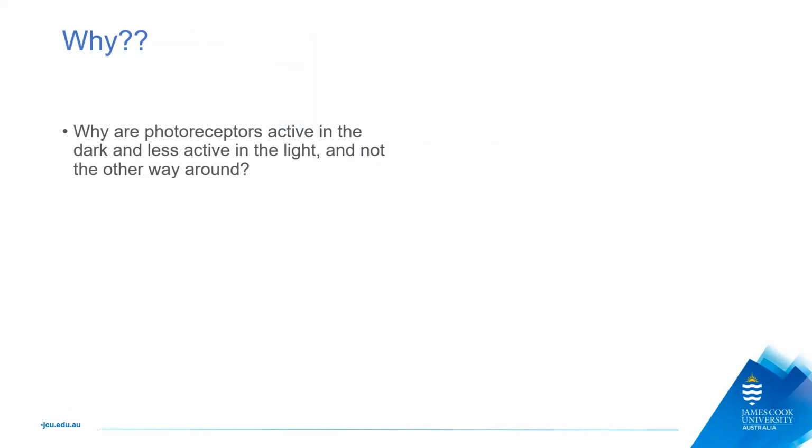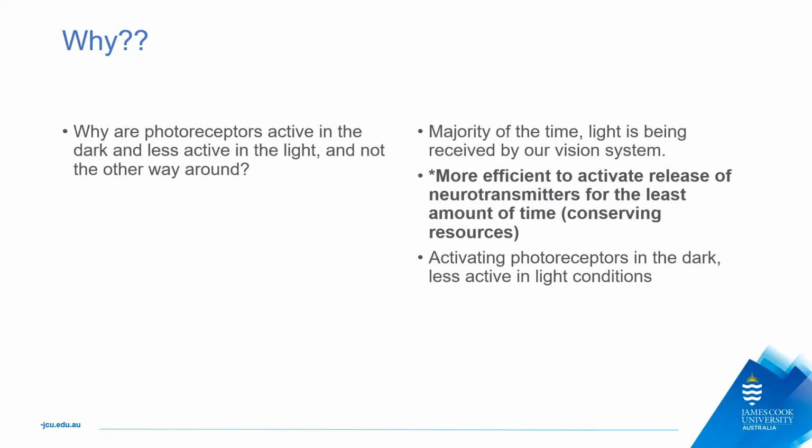So a question is why. There is this important why concerning the rod photoreceptors. So I just read out everything. Why are photoreceptors active in the dark and less active in the light, and not the other way around? So this is an answer from the conservation of energy perspective. I really think this is one of the best answers. This is not the only answer. Just take note, because the majority of the time we are under daylight, working under daylight. So it is just much more efficient, physiologically speaking, for us to activate the release of certain amino neurotransmitters like glutamate, for instance, for the least amount of time. We don't want to keep on releasing them.